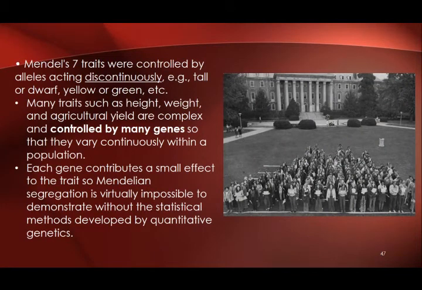Mendel's 7 traits were controlled by alleles acting discontinuously. For example, tall or dwarf, yellow or green. But many traits such as height, weight, and agricultural yield are complex and are controlled by many genes, so they can vary continuously within a population. Each gene contributes a small effect to the trait, so Mendelian segregation is virtually impossible to demonstrate without the statistical methods developed by quantitative genetics.